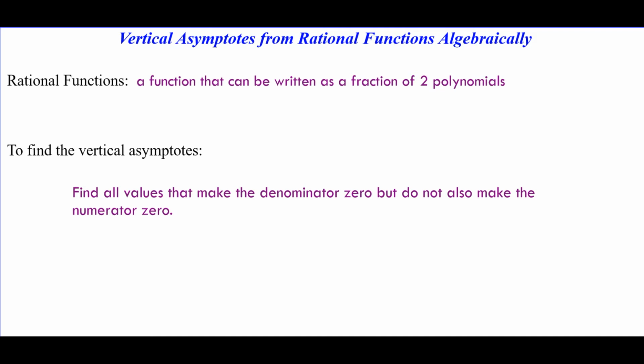Most of our functions that have vertical asymptotes for right now are going to be rational functions. A rational function is any function that can be written as a fraction of two polynomials, something like f of x equals x squared over x minus 2. One of the keys to a rational function is that you have a variable in the denominator. In order to find the vertical asymptotes, we want to find values that make the denominator 0, but not also the numerator. We'll look at some examples here.